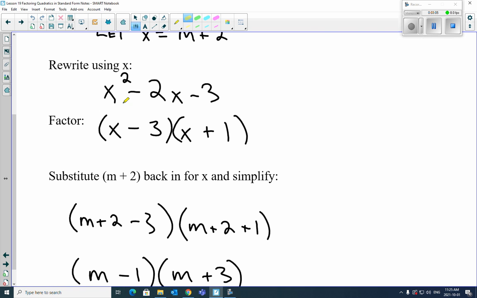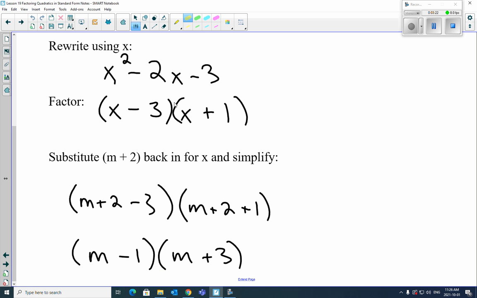So then we have x squared minus 2x minus 3. Super easy to factor in that case, right? Negative in front of the 3 means the signs are different, right? Only factors of 3 are 3 and 1. So x times positive 1 is positive 1x, and negative 3 times x is negative 3x. Added together gives us our negative 2.